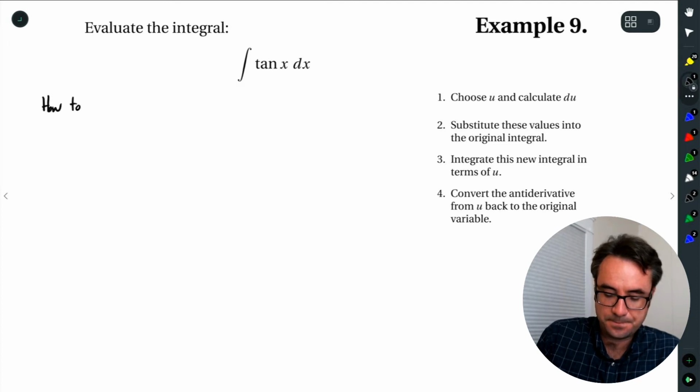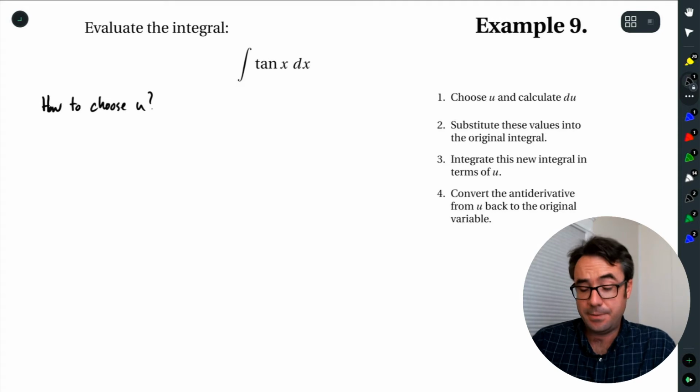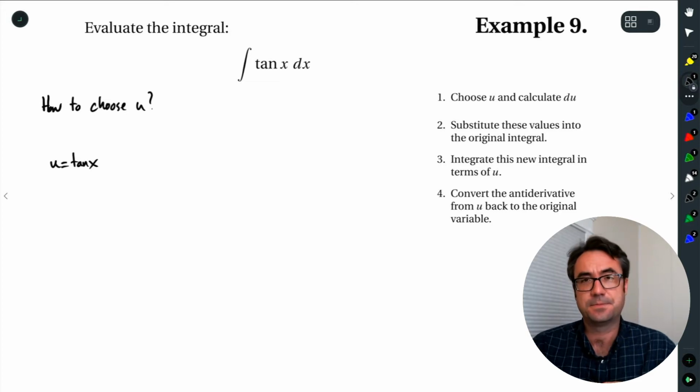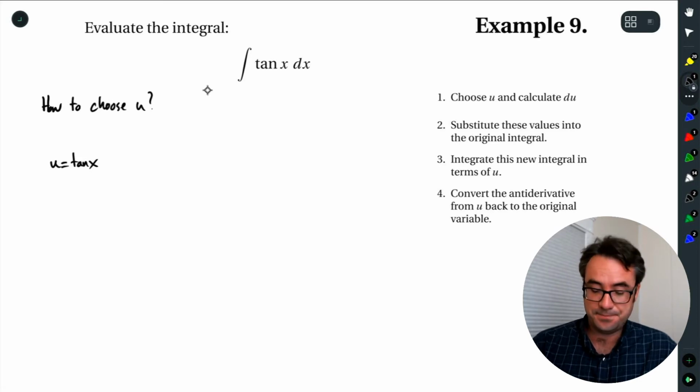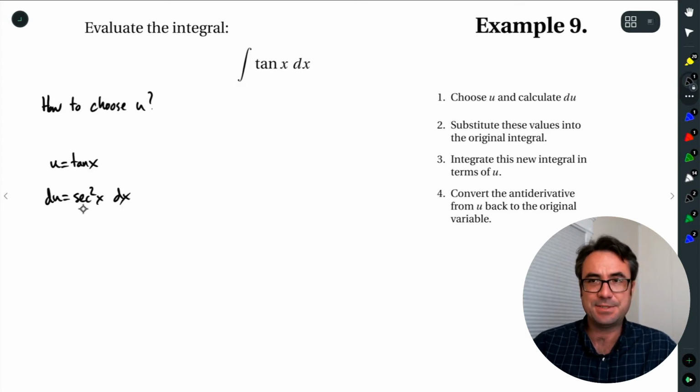So the question is, how do you choose u? If you're going to do a substitution rule, well, there is tangent x, so we could let u equal tangent x. See what happens. When we calculate the derivative of tangent x, we get secant squared x dx. And now secant squared doesn't show up anywhere here.